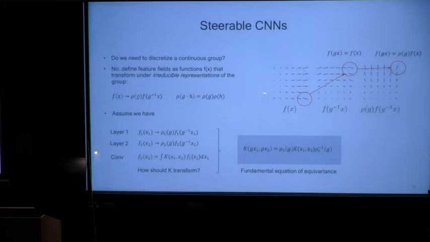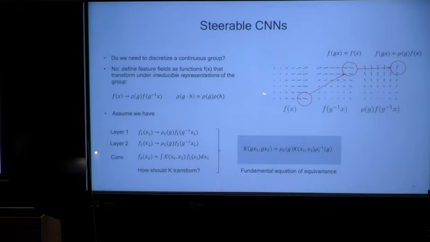Okay, how does that work? Here's a vector field, f of x. Here's the vector field f of g minus 1 x. So I've rotated it. That basically means if I take this point here, I'm rotating it to here. So I just take this field and rotate it around, so f of g minus 1 x looks like this. Now that's not in general what we think of as a rotated vector field. That's what we think of as a rotated vector field. So we need to do something more in order to actually rotate the vector field, which is to rotate the vector at every position. And that's where this rho of g comes from.